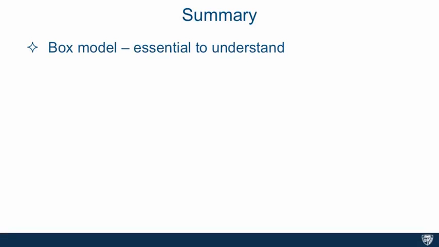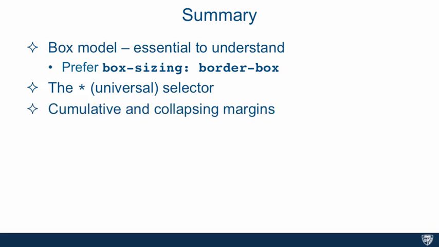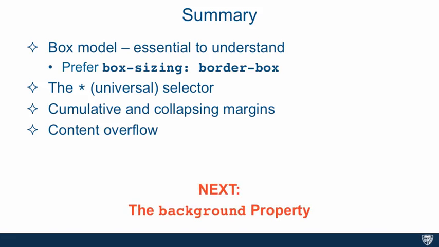Okay, so in summary, we spoke about the box model, and really the box model is a very essential topic to understand about CSS and as we go on to CSS layouts. We talked about the fact that you should prefer to use box sizing border box, and that will keep things consistent for you as you change the border and the padding properties. We spoke about the universal selector, the star selector, and how it can affect every single element in the entire HTML page. And we also spoke about cumulative and collapsing margins. Remember, horizontal margins are cumulative, and for the most part, the vertical ones collapse. We also spoke about the cases where the content overflows the size of the actual box, and what to do about it using the overflow property. Next, we're going to talk about the background property.